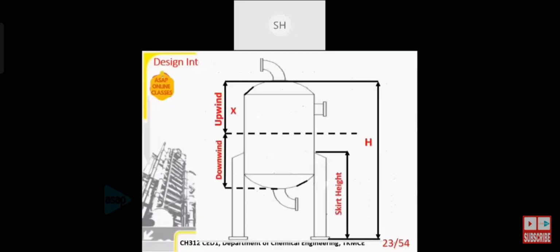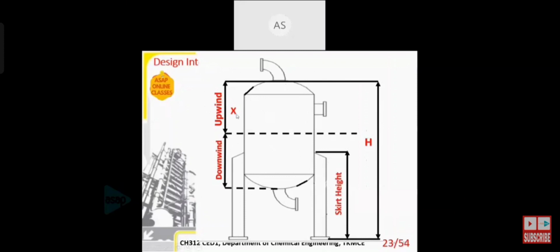So this is the schematic of what we are going to design. So this is our column under consideration. The total height is capital H, from the top of the column till the ground or till where the support is stopping. That I'm calling as capital H or the total height. And this is the skirt height, or the height of the support.